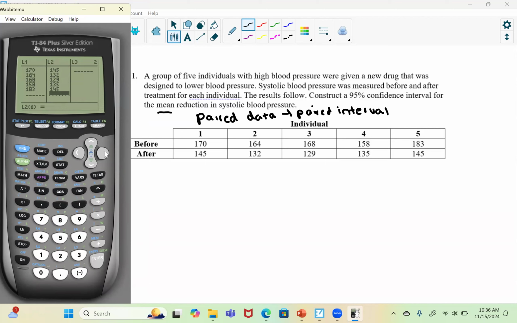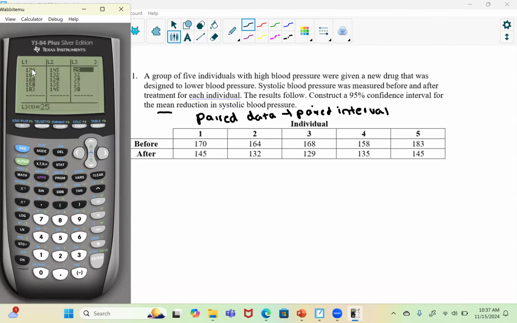Okay, so once we do that, we need the differences, and you could calculate all of them by hand. You could do 170 minus 145, but a quicker way, especially if we have long lists, is we can use our calculator to calculate the difference. So we go up to L3, and we're going to do L1 minus L2. L1 and L2 are in blue above the numbers. I'm going to hit second 1 to get L1, minus, second 2 to get L2, and hit enter.